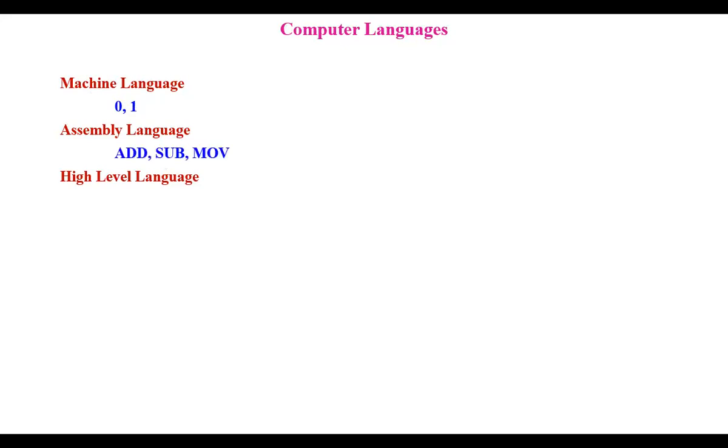Next comes assembly language, a further higher level compared to machine language. Machine language is a very low level language, which is nearer to what the computer understands. Next, at a higher level, we have this assembly language. This assembly language uses a set of English-like words, and using these words, we do certain programming. These words are add for addition, sub for subtraction, or move for moving some data items from one place to another.